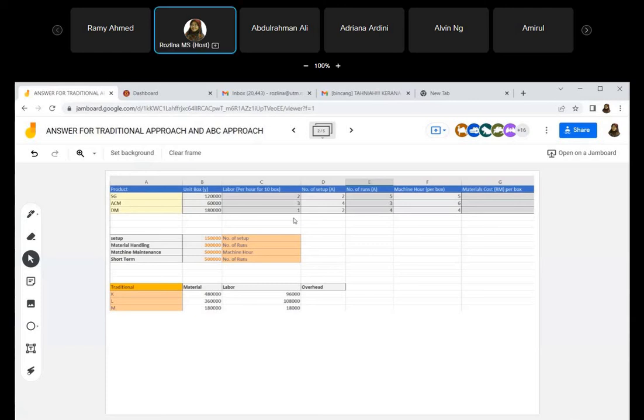Professor, how do we calculate the overhead again? We have the OAR, for the traditional. In traditional we have four overheads: set up, material handling, maintenance and short term. So you have to combine all the overhead. Then you use the basis, which is machine hour, if I'm not mistaken. By using the machine hour and divide by machine hour.